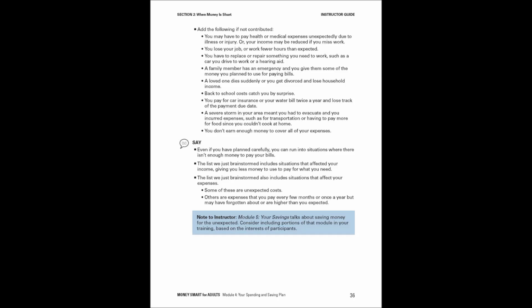Then you're going to say that even if you plan carefully, you can run into situations where there isn't enough money to pay bills, and really give them an opportunity to go through thinking about that. Now, here's a note. Module 5, Your Savings, talks about saving money for the unexpected. So consider using portions of that module in your training based on the needs or interest of your participants.